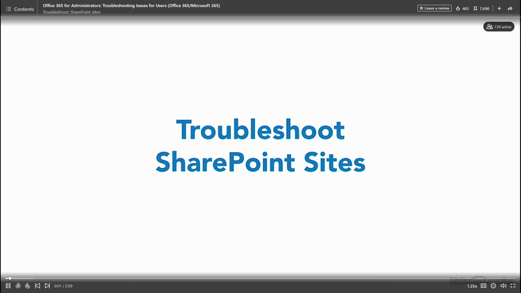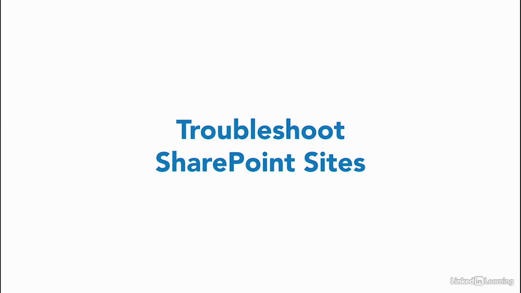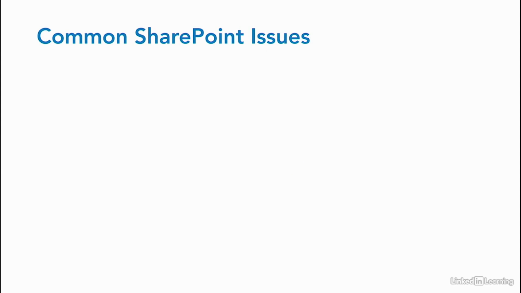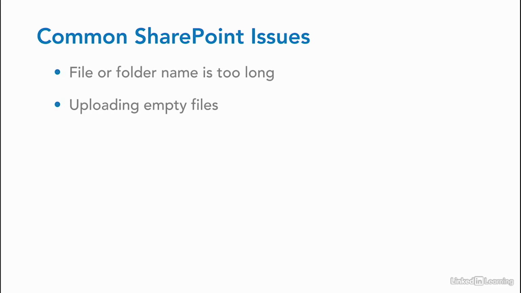Like OneDrive, you may encounter similar uploading issues when trying to upload to a SharePoint site, and this is because the underlying technology is similar. As with OneDrive, there is a maximum path length in SharePoint. The limitation in SharePoint is 260 characters, not the 400 that is allowed in OneDrive. You also cannot upload empty files or folders to SharePoint Online. Let's pop over to the demo and explore the other issues you may encounter when using SharePoint Online.